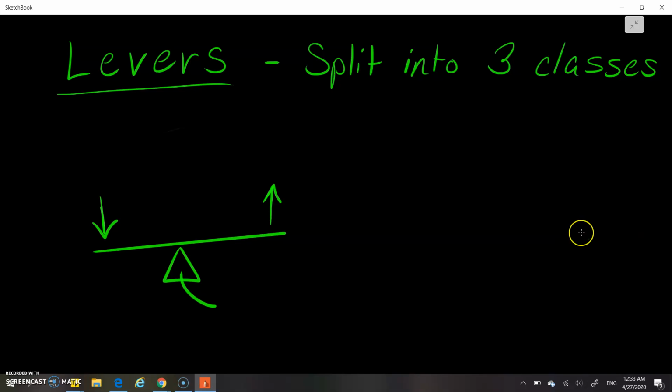First up are levers. Levers are split into 3 different classes, but there are a couple of things that we need to make sure we identify first. The first thing is that when we're looking at a lever, there is a pivotal point right here called the fulcrum. The fulcrum is a fixed point on the bar that the bar is going to rotate around.